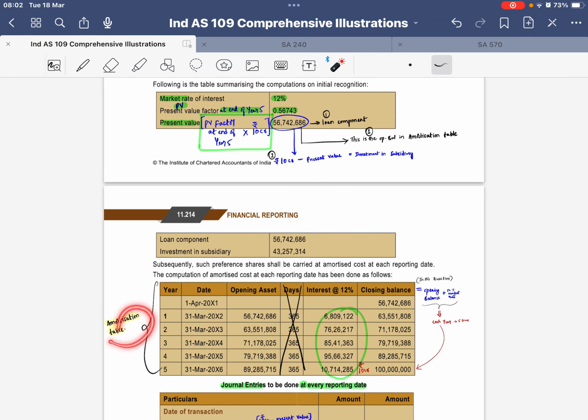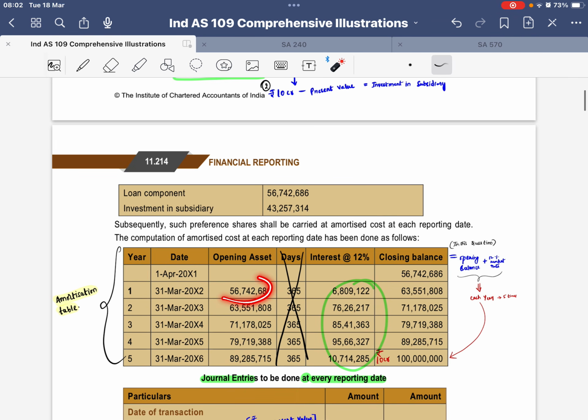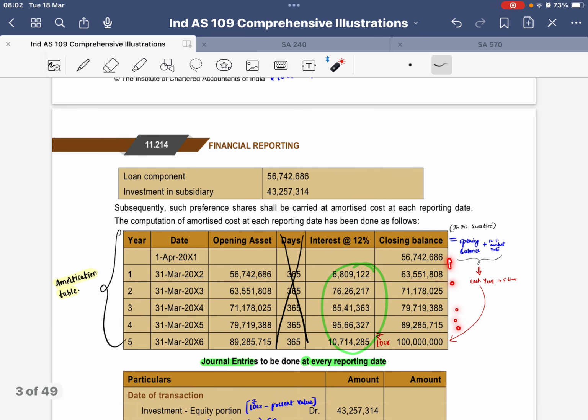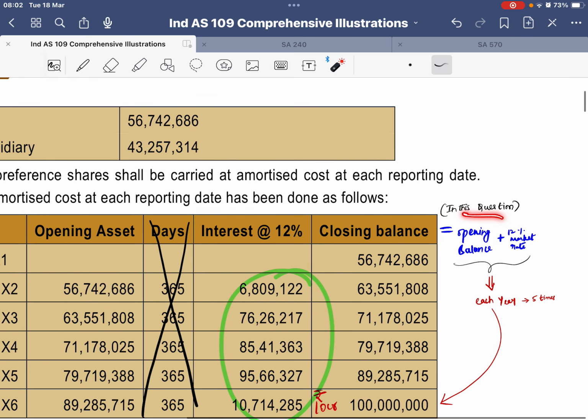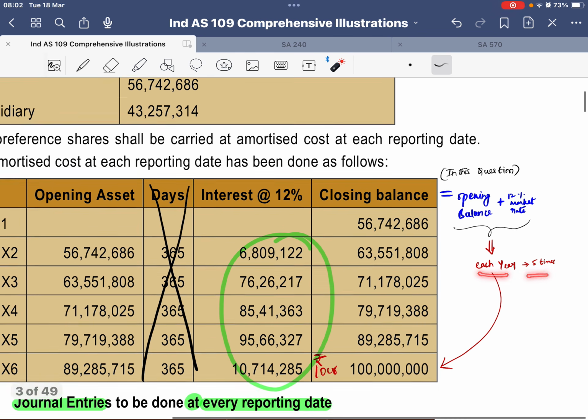Here is the amortization table and this is the opening balance. Opening balance plus interest gives closing balance, repeated for all the 5 years. The closing balance is equal to 10 crore. In this question, it is opening balance plus 12% interest, the market rate, each year for 5 years, which gives 10 crore.